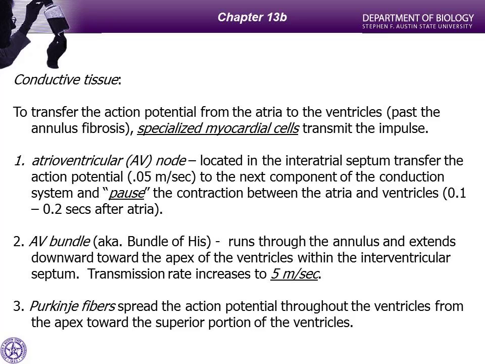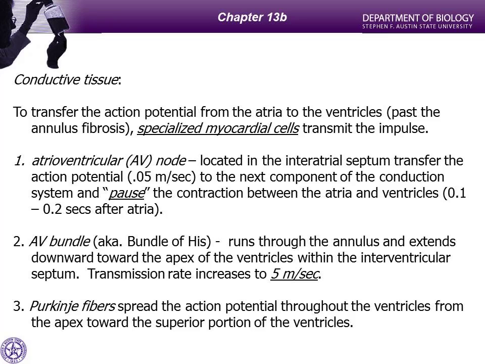But there's one additional thing that happens, and it's conferred by the AV node. Not only does the AV node pick up and transfer the signal, but the AV node also pauses. It picks up the signal and it pauses for 1/10 of a second before it relays that signal to the ventricles. Do you understand the significance of that?